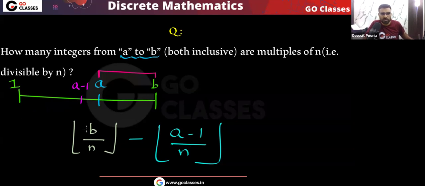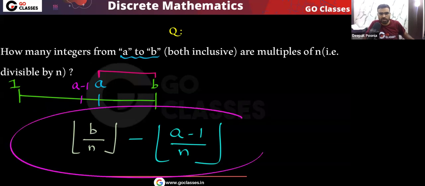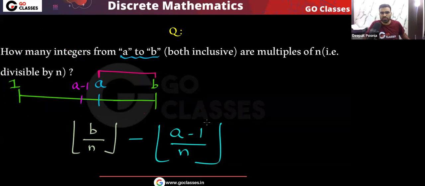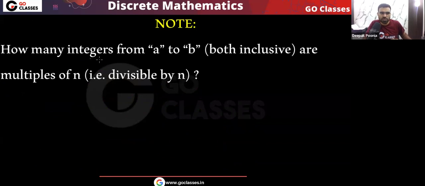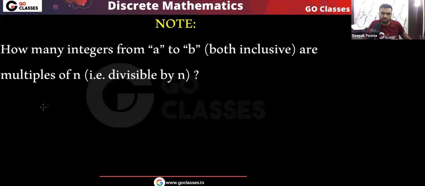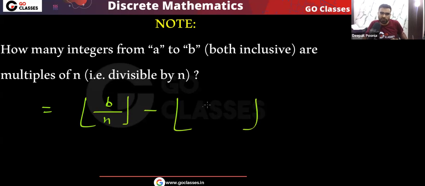Okay, so this is the formula to find the number of integers which are divisible by n in the range a to b. Very easily, first you find from 1 to b, minus 1 to a minus 1. So this will be your final value. Let's see this note. How many integers from a to b, both inclusive, are divisible by n? First you find from 1 to b, that will be b by n floor, minus you find from 1 to a minus 1, that will be a minus 1 divided by n floor. This is the value.